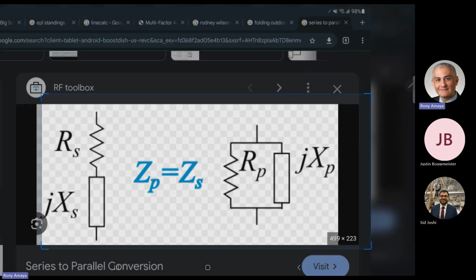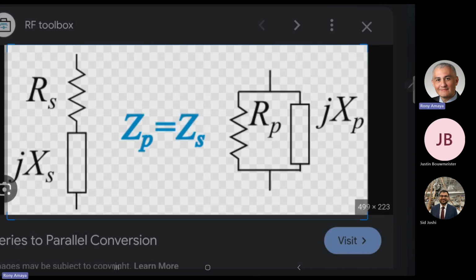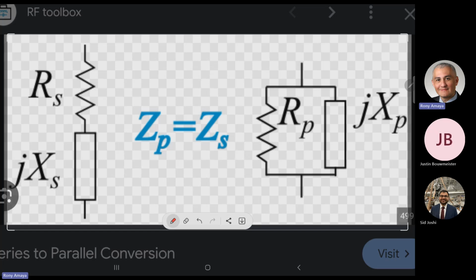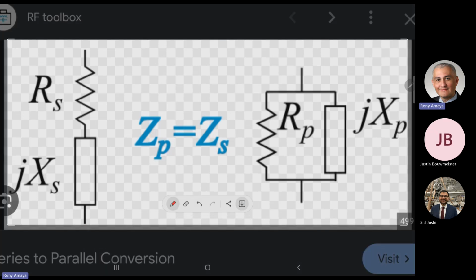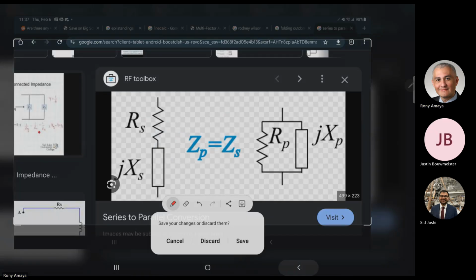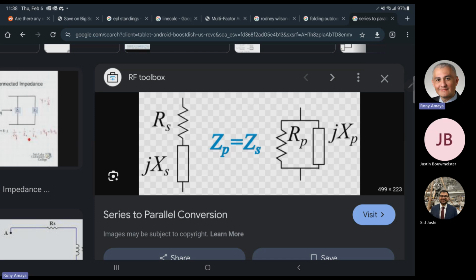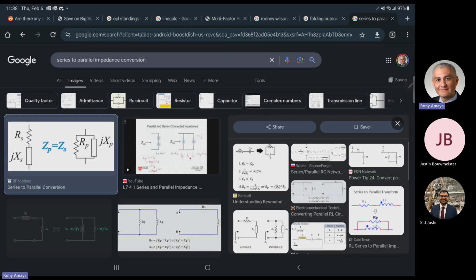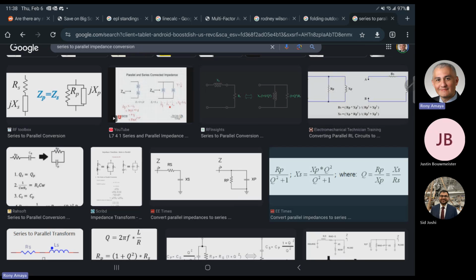So if you have a series resistance or a series impedance, it's possible to convert it. I'll just save it to my device here. And we go back. Discard. I think I saved it already. It's possible to convert it by using the following approximation, which is shown here.